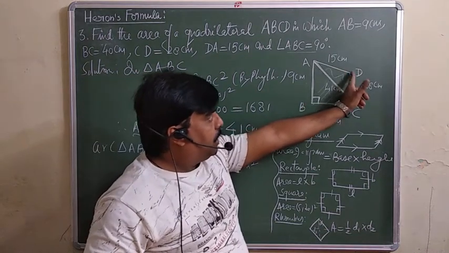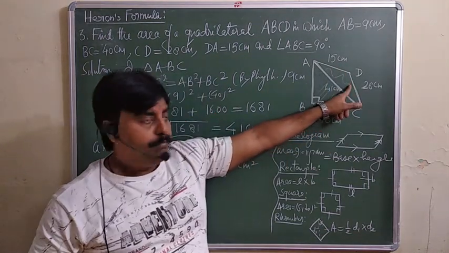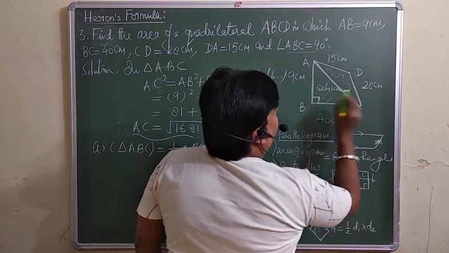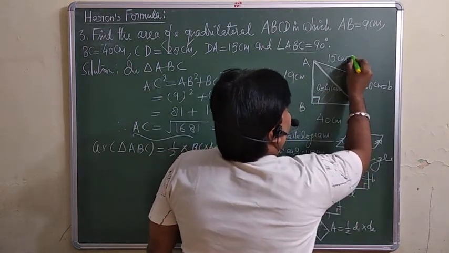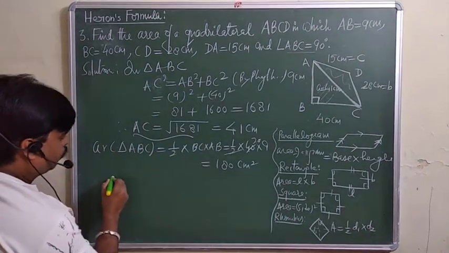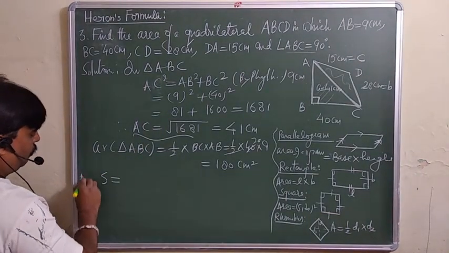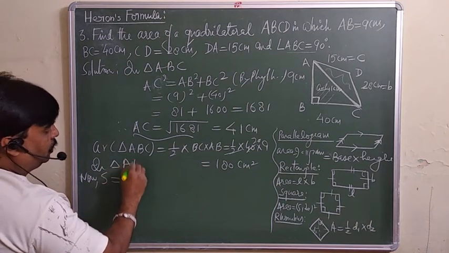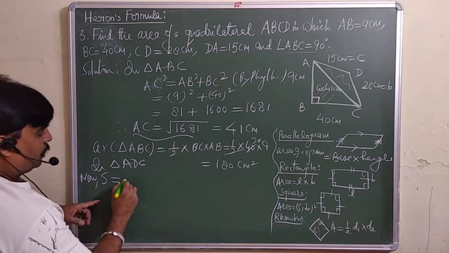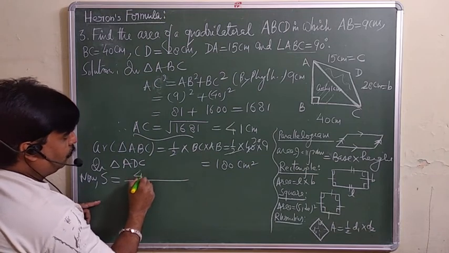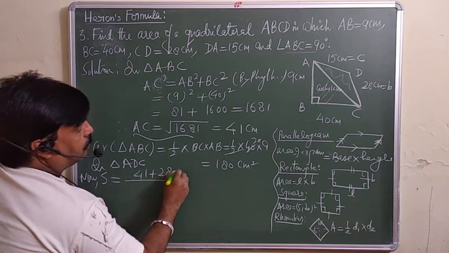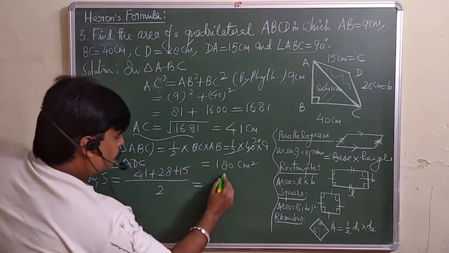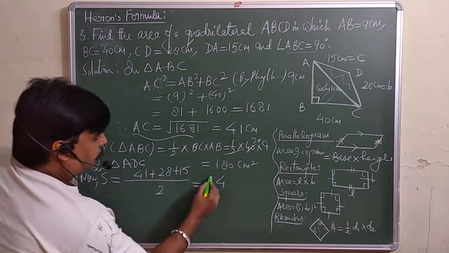But in this triangle we are supposed to apply Heron's formula. So for our own convenience, you can assume this is A, this is B, and this is C. So you must calculate S first. So S is equal to, now you must calculate for this triangle, that is sum of the sides, means 41 plus 28 plus 15 by 2. So the sum will be equal to 84 over 2.